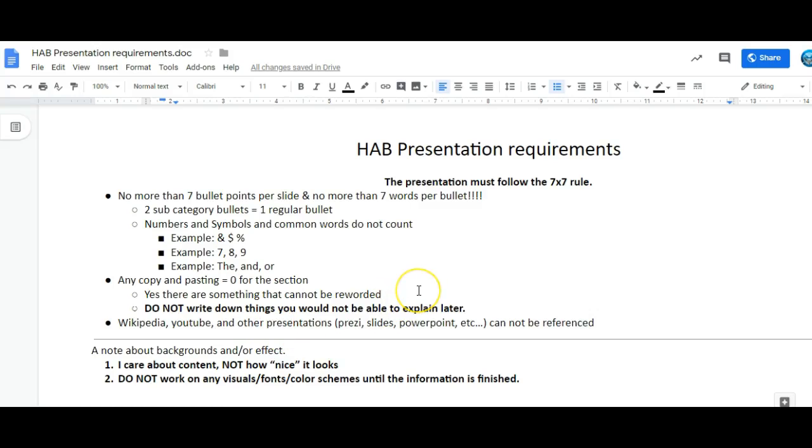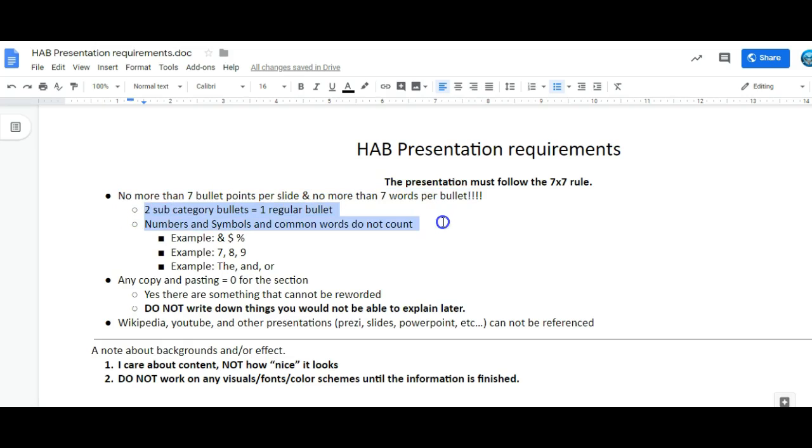All right, so just wanted to cover some HAB presentation requirements. First off, make sure your presentation follows a 7x7 rule, no more than 7 bullet points, no more than 7 words per bullet. These are maximums. You don't need 7 bullet points. You don't need to have 7 words.